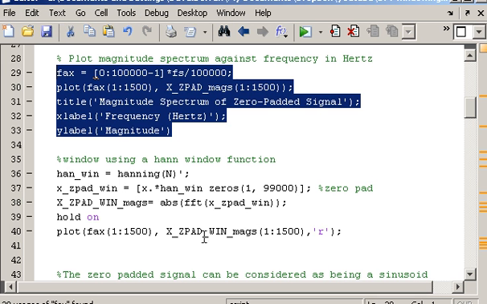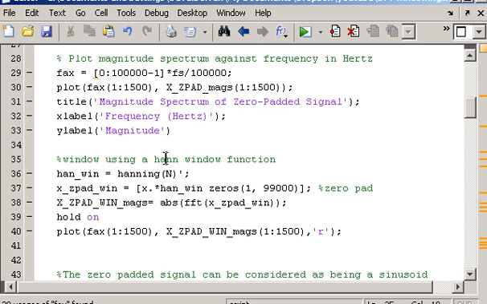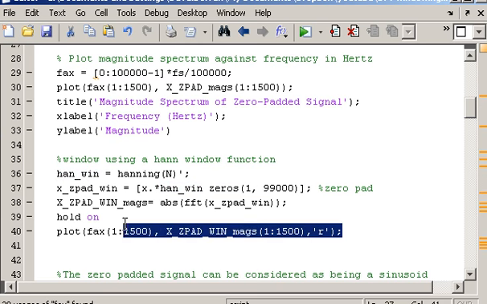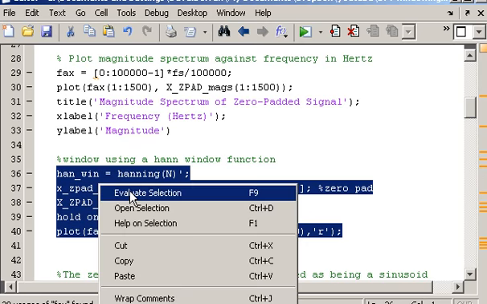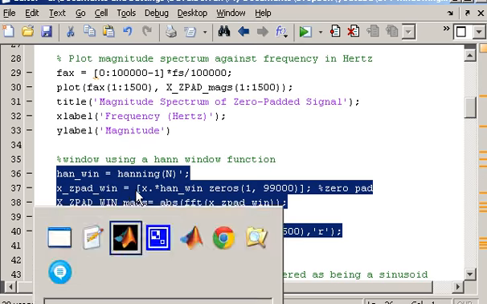The other thing I'd like to do is just remind you what happens when you apply a Hanning window. So I'm using the built-in function in MATLAB called hanning to create my Hanning window, and then multiplying the signal X by the Hanning window, and I'm also zero padding again by 99,000, and I'm going to plot the magnitude spectrum and overlay it with the other magnitude spectrum so that we can compare.